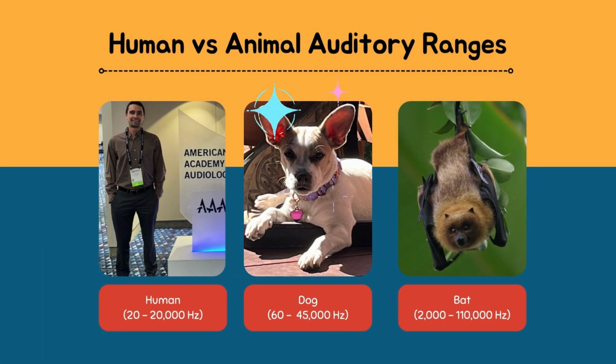I mostly just wanted to put a cute picture of my dog here, but here are some examples of how frequency ranges are different between multiple species.